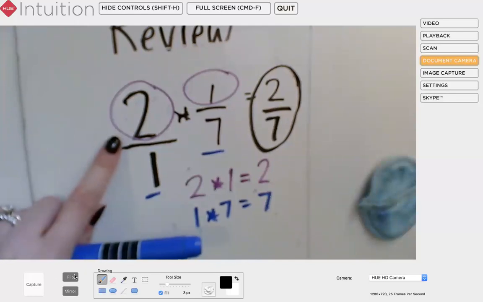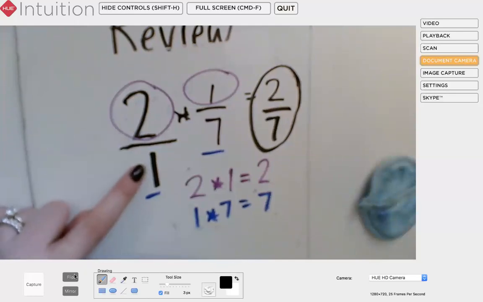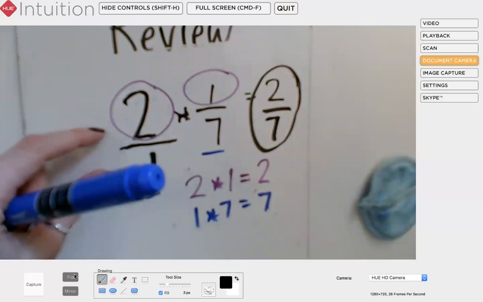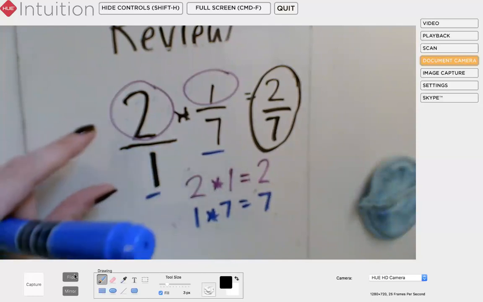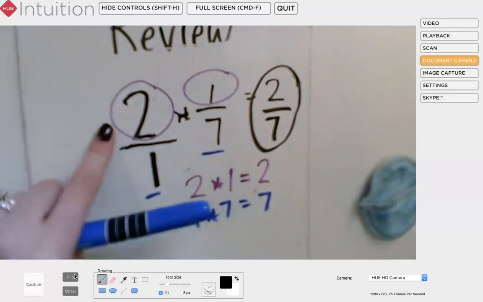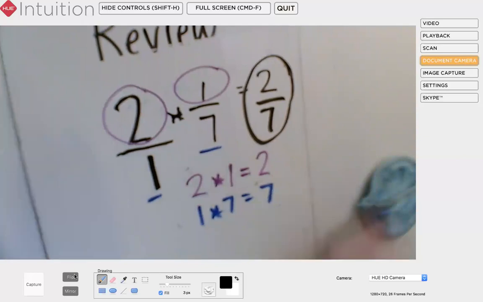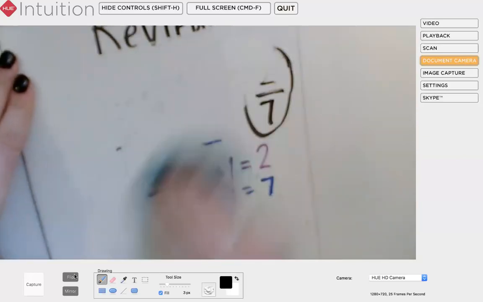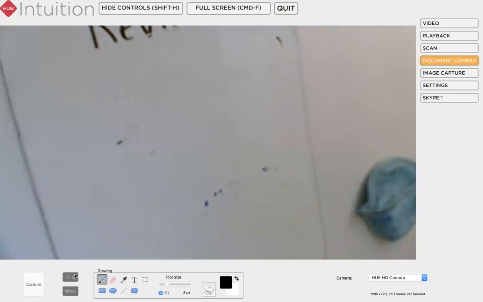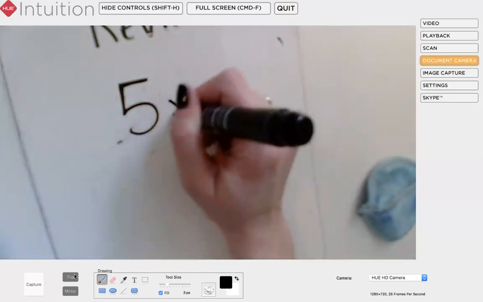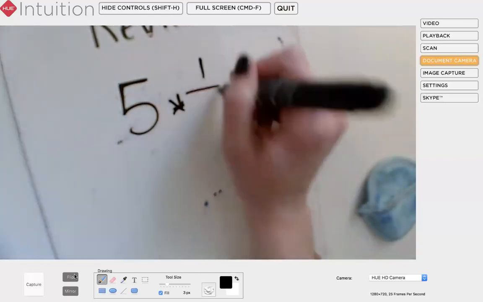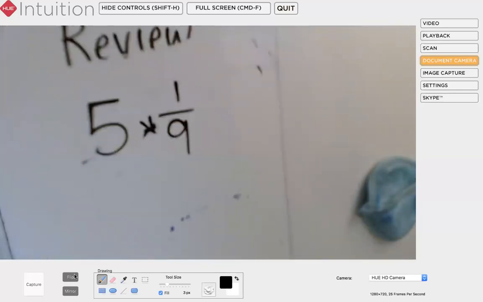All I have done if I have a whole number is I just add that 1 underneath it because it still makes it a whole number 2. I want to give you one to try like this. See if you can try one on your own. 5 and 1/9. Take a moment and see if you can try it on your piece of paper or on your whiteboard.